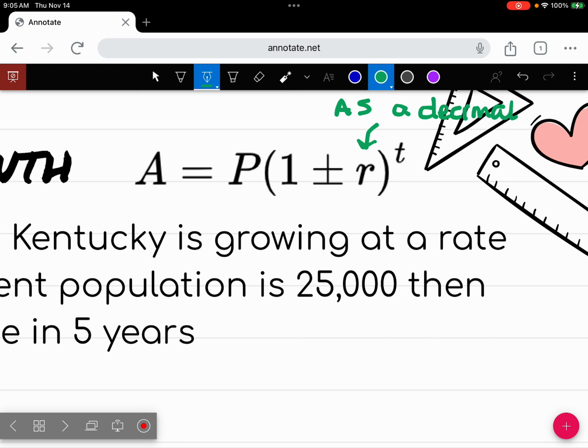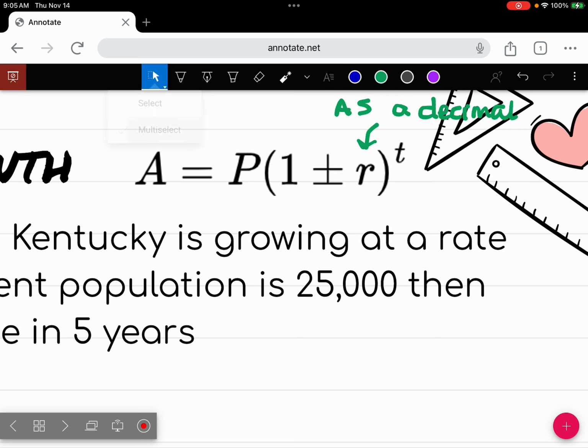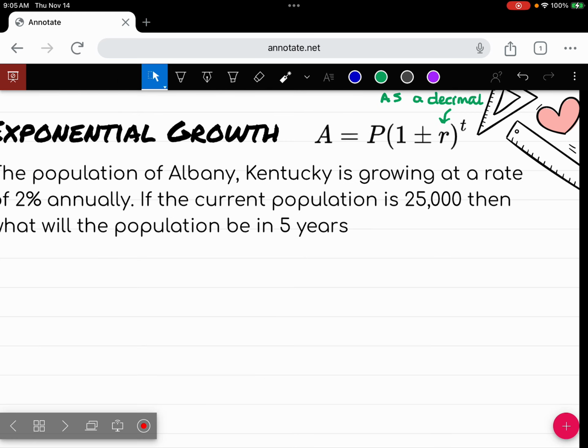As a decimal. I know it's written right over those words, but it has to be as a decimal on there. So other than that, it's pretty much the same as what we have. We just have to figure out if we're doing growth or if we're doing decay, so we know whether we're using the plus or the minus.